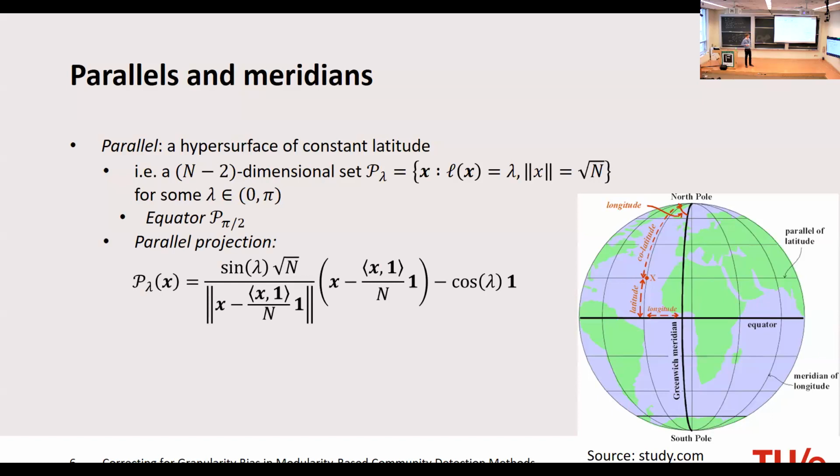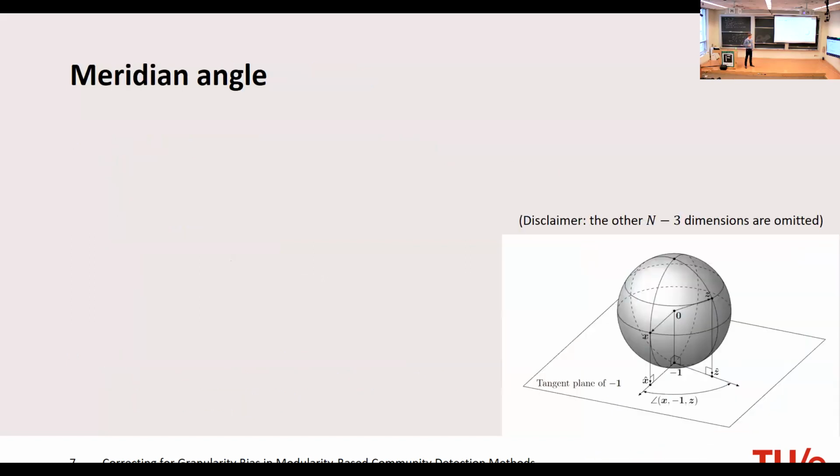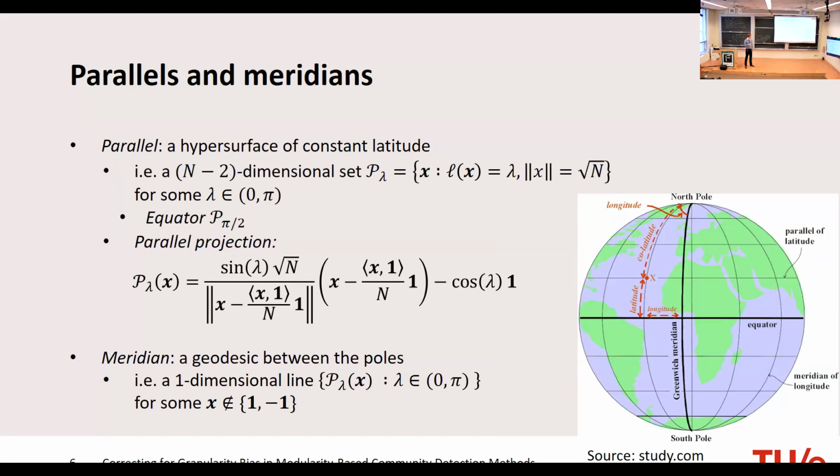This expression might look a bit complicated, but the only thing you need to know is that we only need to add a constant and renormalize. So it's easy to compute. And then the meridian is a geodesic between the 2 poles. On the globe it's a vertical line, and in our case it can be parameterized by this parallel projection of any point, and then for all the possible latitude values.